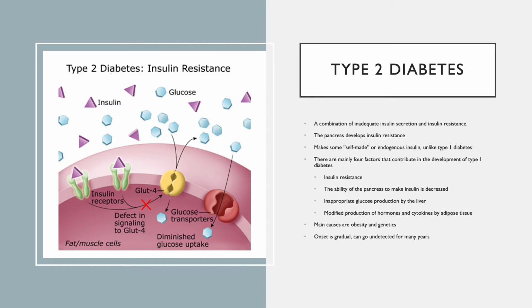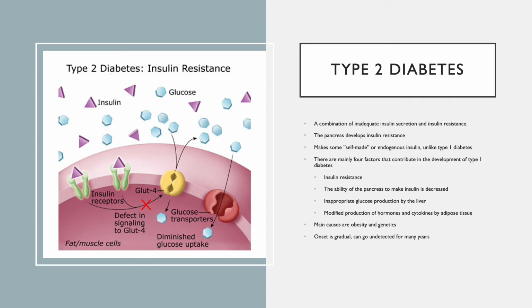Type 2 diabetes is a combination of inadequate insulin secretion and insulin resistance. This one is also known as non-insulin dependent. It's when the body develops insulin resistance. It makes some self-made, or endogenous, insulin, unlike type 1 diabetes.